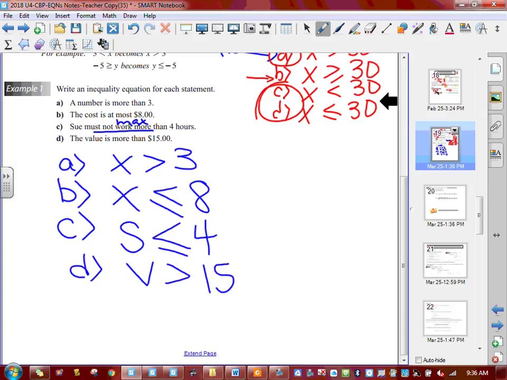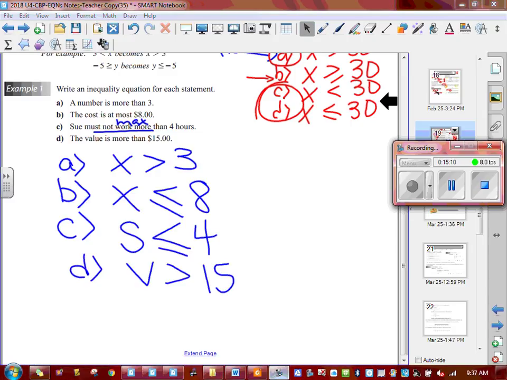Any questions on just figuring out what they're telling us, whether it's left or right? No? Okay? All right. I'm going to give you guys a few moments. I'd like you guys to work your page 217 to the end of 220. This concludes lesson 4.3, Inequalities.